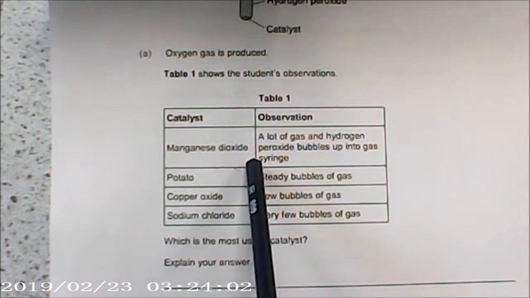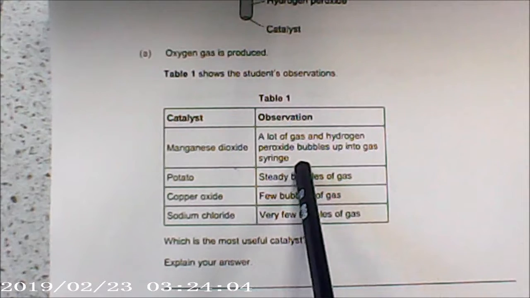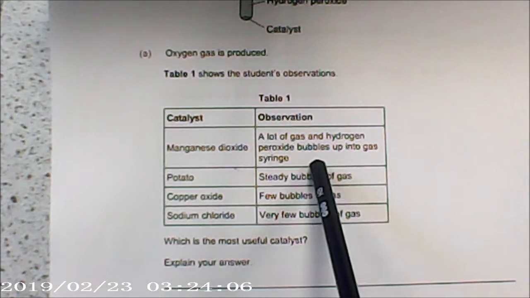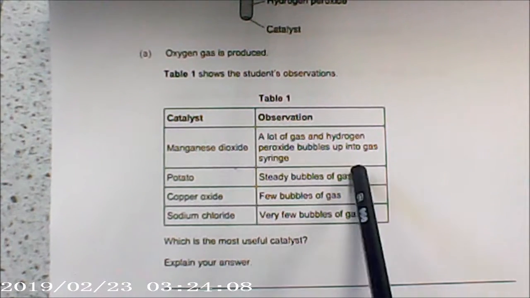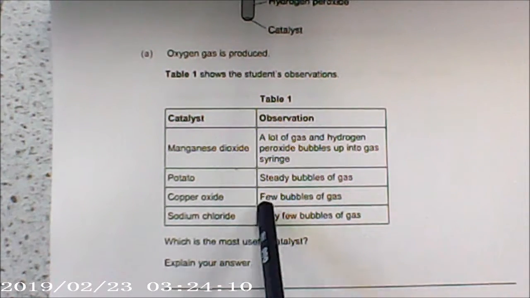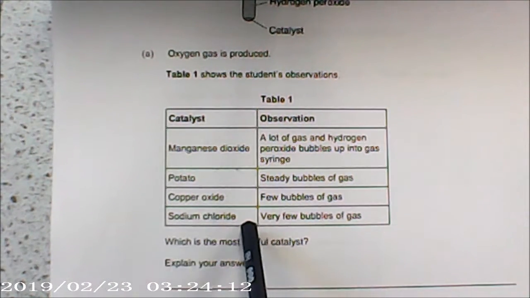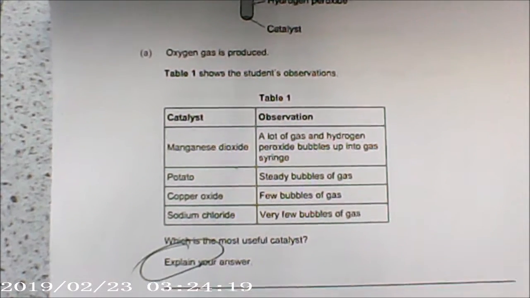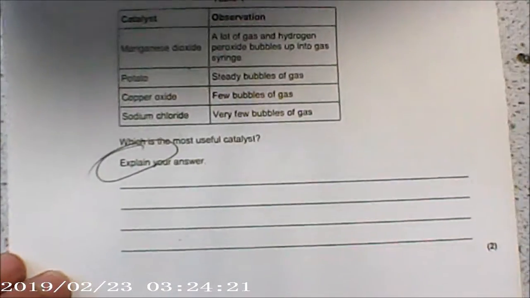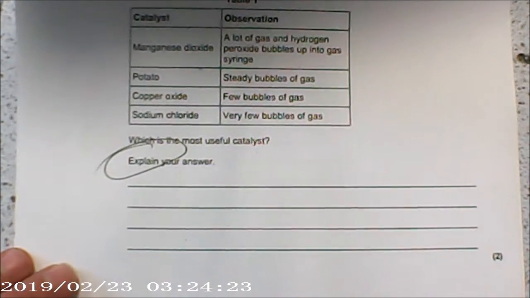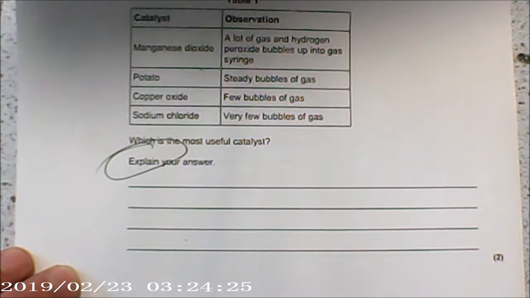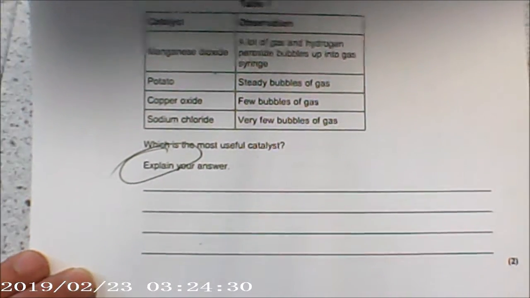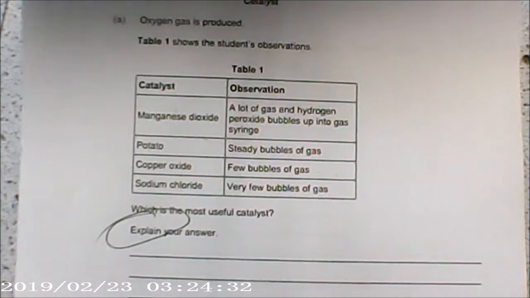So the manganese dioxide, lots of gas, and hydrogen peroxide bubbles up into the gas syringe. Potato, steady bubbles of gas. Copper oxide, a few bubbles of gas. Sodium chloride, very few bubbles of gas. Which is the most useful catalyst? Explain your answer. And it's worth 2 marks. So you're going to get 1 mark for identifying, and 1 mark for saying why it is the best. And obviously we're going to have to use the information from the table.